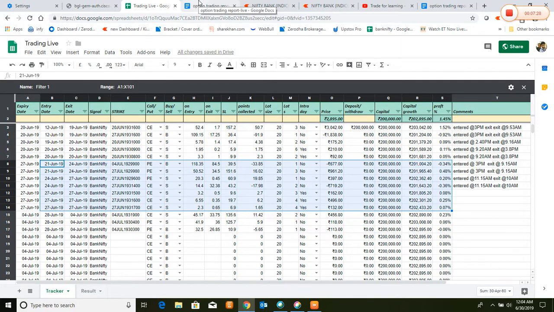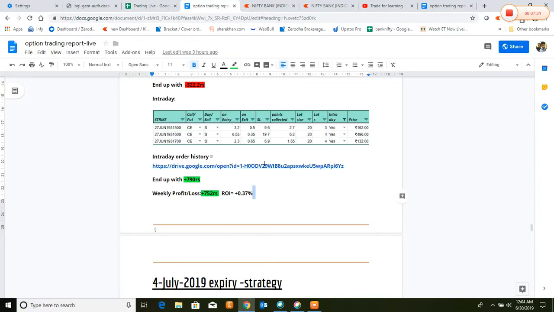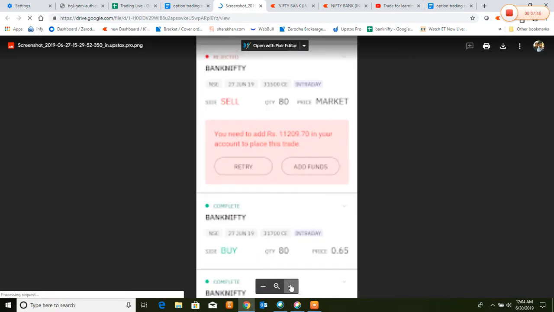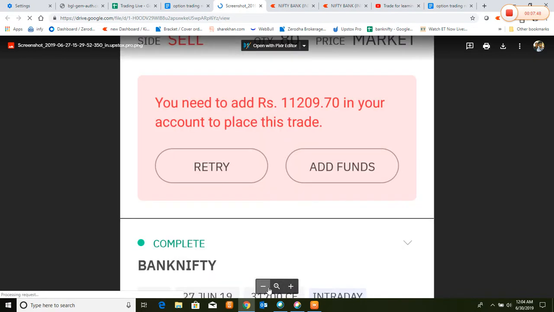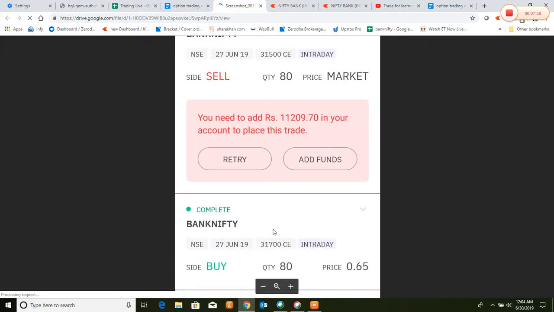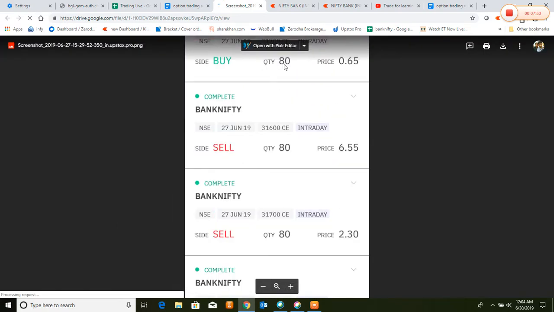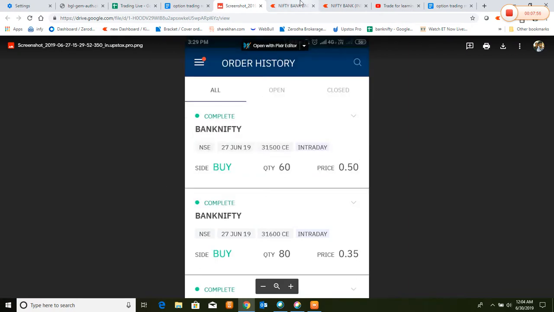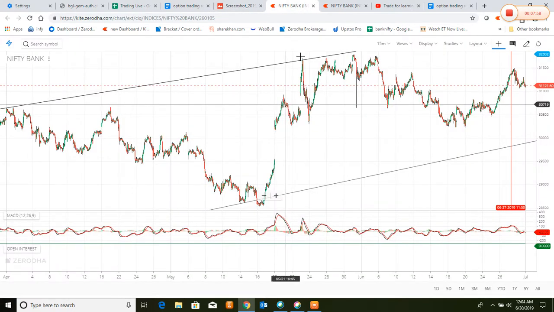And for details of intraday expiries, you can access this link, which will open the order history of what we executed on that day. You can zoom in and see. You see here all the price executions, all those things shown in this sheet. And for the next week, we already entered a strategy that we are going to explain in the next video.